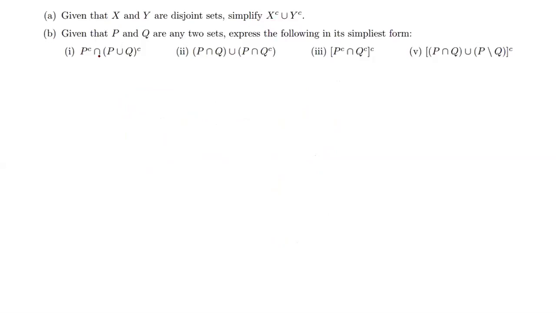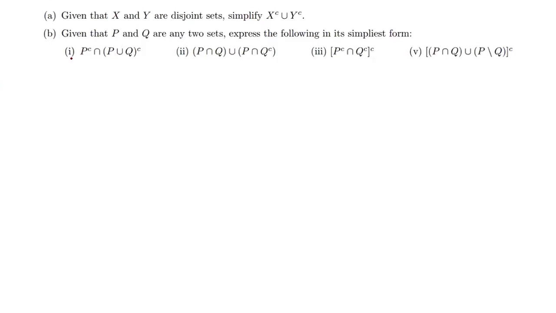B here is saying, given that P and Q are any two sets, express the following in its simple form. On this one, I will not solve all the questions, looking at time, we don't have much time. I know some of you are tired, you are from work, you want to rest. So I'll solve maybe 2 or 3 questions from here, and then I'll leave some as an exercise which you are going to do during the weekend, and make sure that you submit it before Monday. I'll also add some other questions.